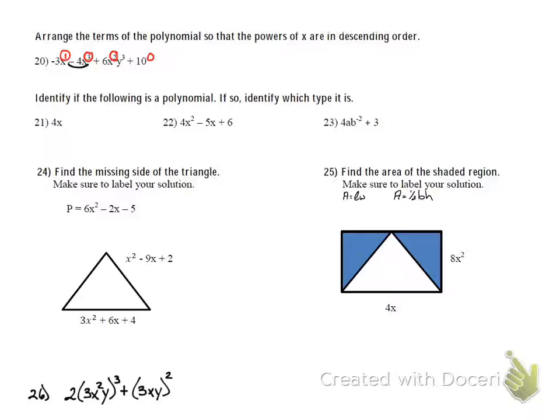So I'll start here with my negative 4x to the third. Mark that guy out. And then I have a positive 6x squared y to the third. Mark that guy out. Then minus 3x, and then plus 10. So that's the first one, arranging the terms in descending order based on the power of x. Alright, next three problems, again, also very quick, very simple.